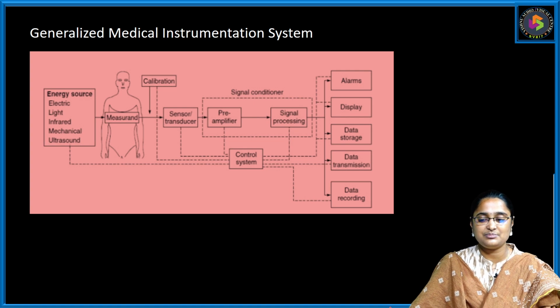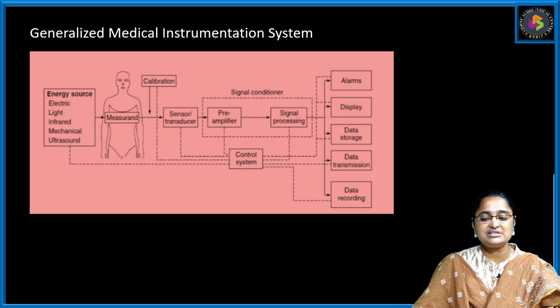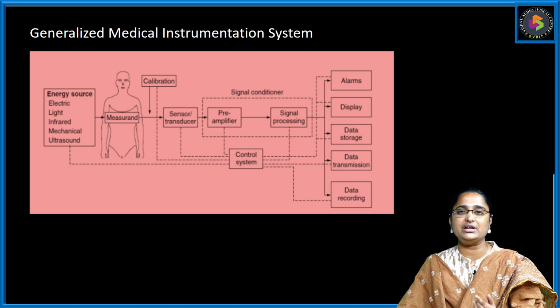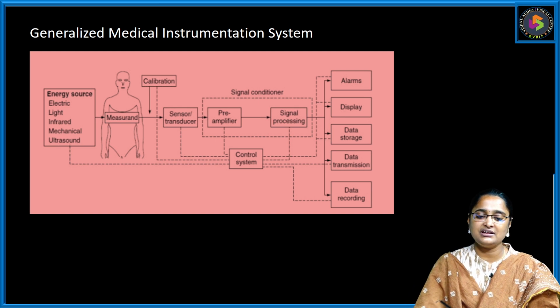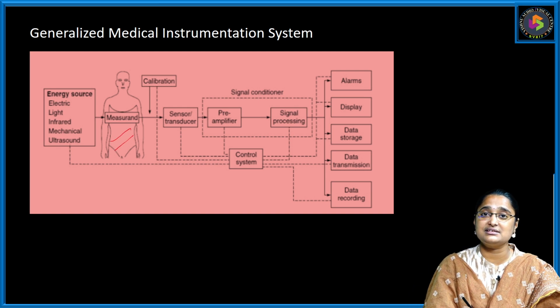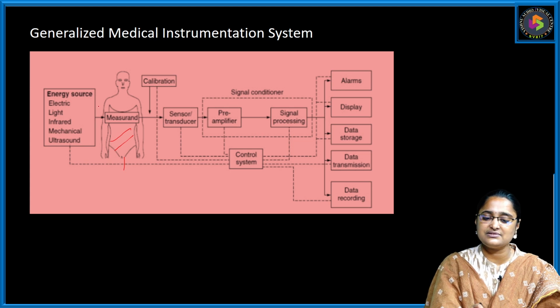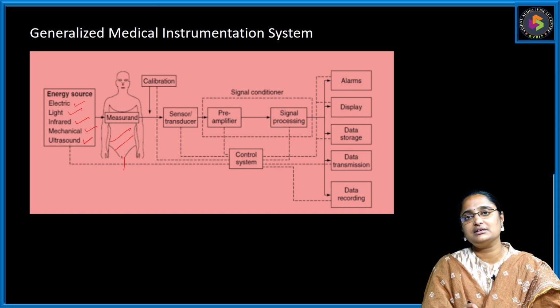Now we'll see where these transducers can be used. First is the generalized medical instrumentation system. This is a basic diagram for every medical system. More or less every device will use these blocks. Here we have the measurand, that is the subject. Sometimes we give electric, light, infrared, mechanical or ultrasound energy to the human body so that we will get the output.